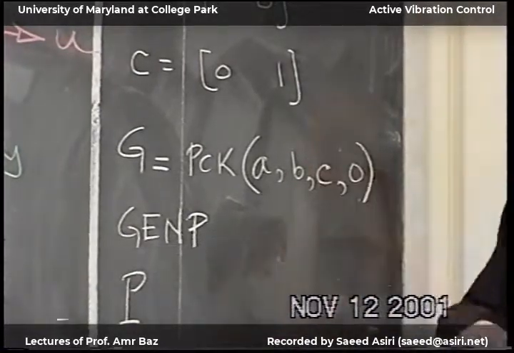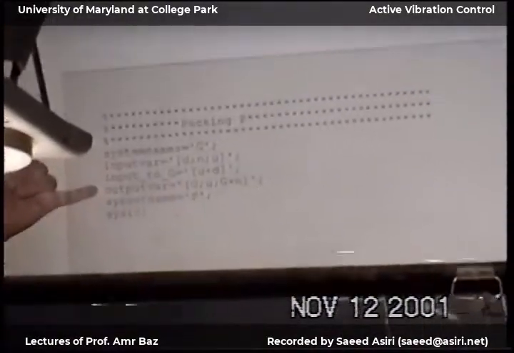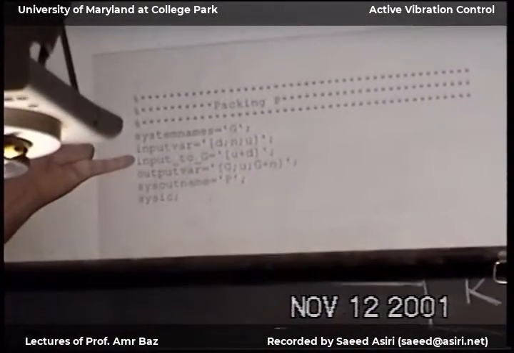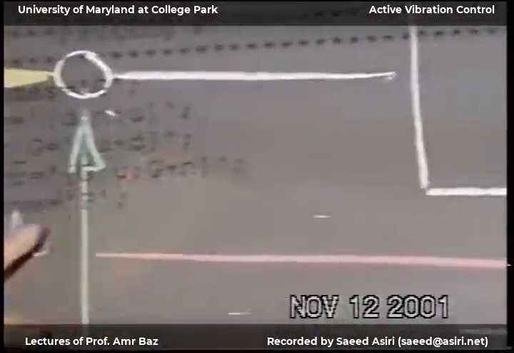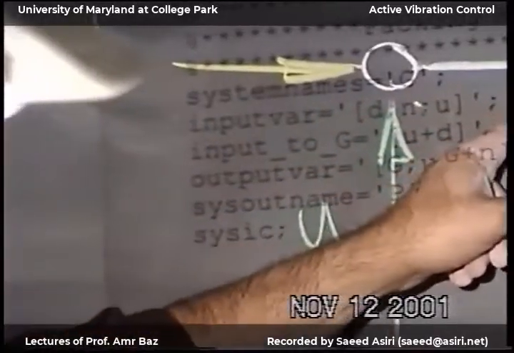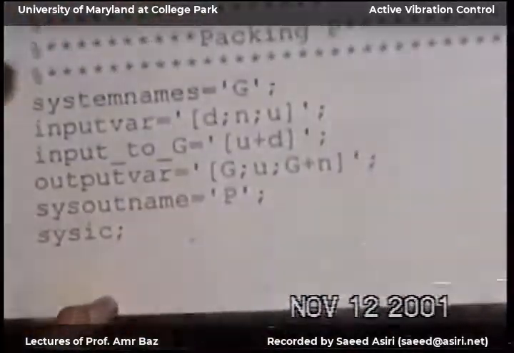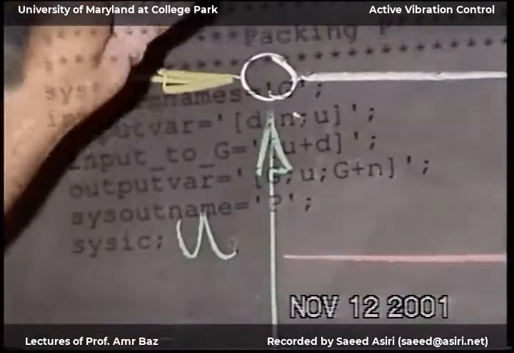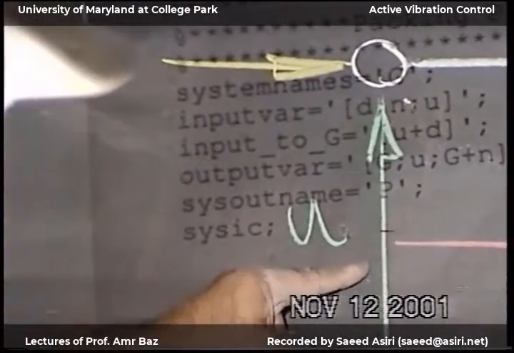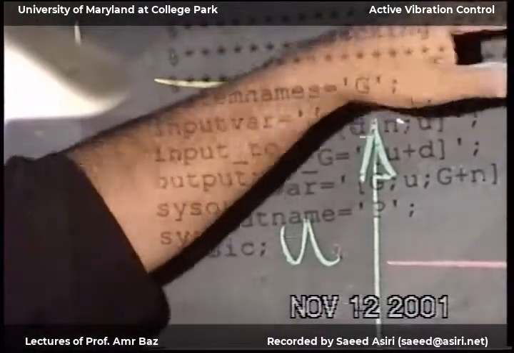Now P will be known. I'll put what the input variables are, what the output variables are, and what the inputs to G are. The input to G is U plus D. So this is the input to G. The input variables are D, N, and U. Everything is coming in. Everything is coming out: X2, U and Y.